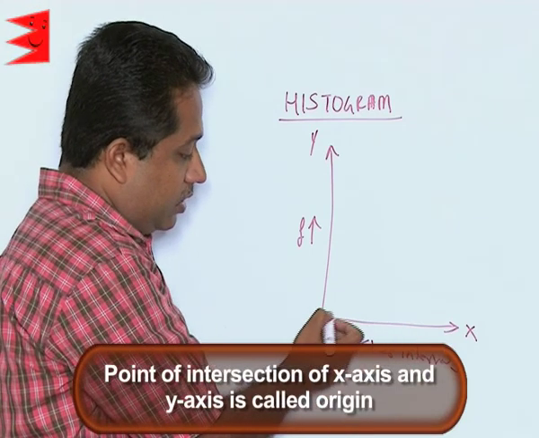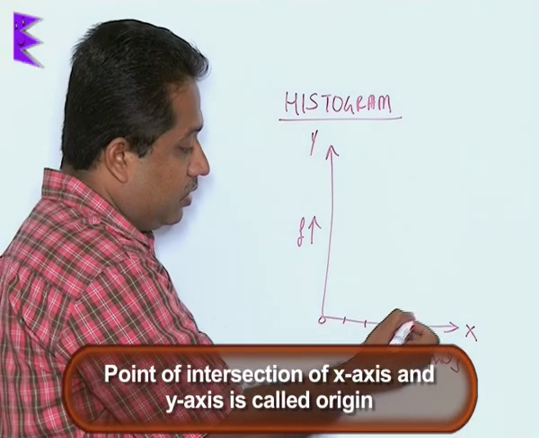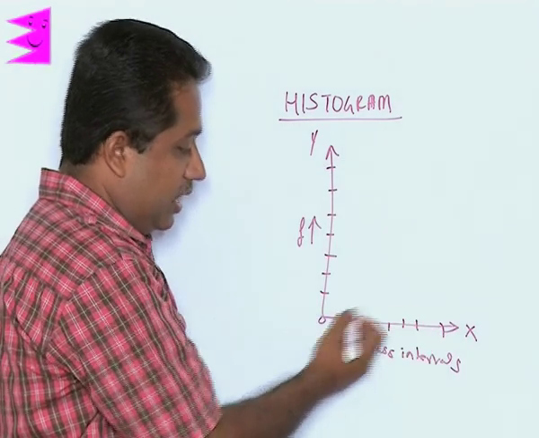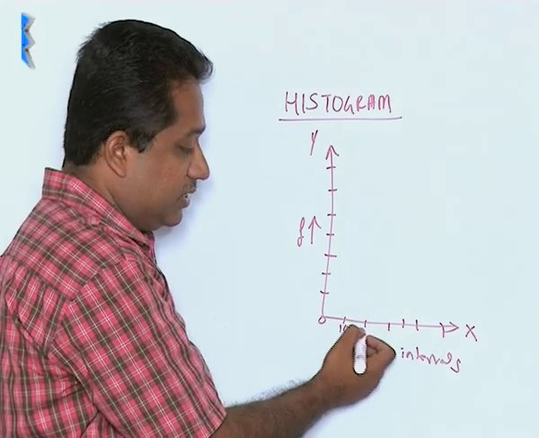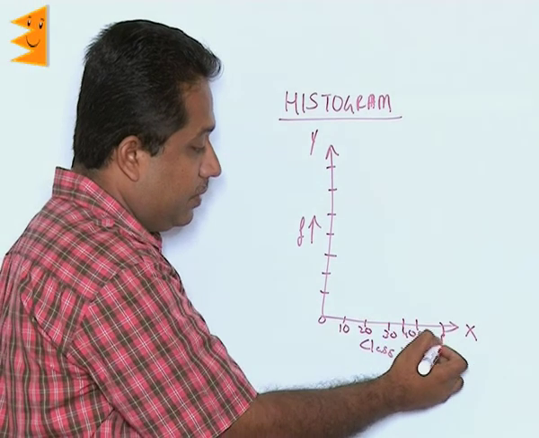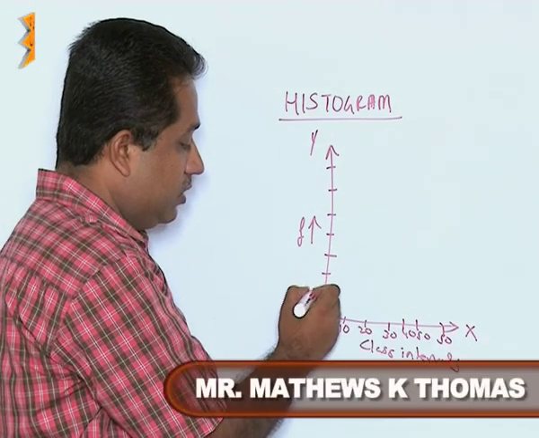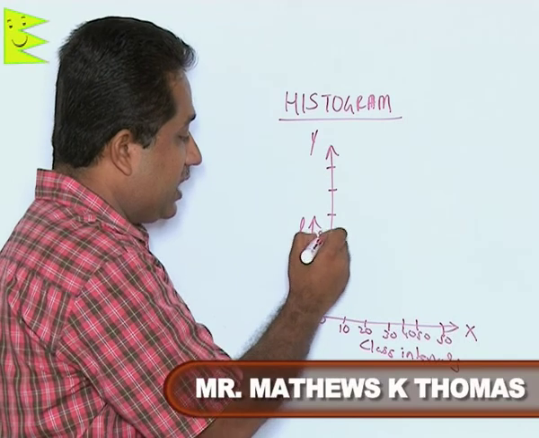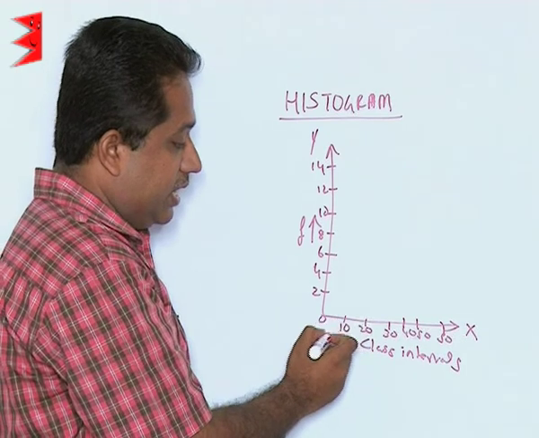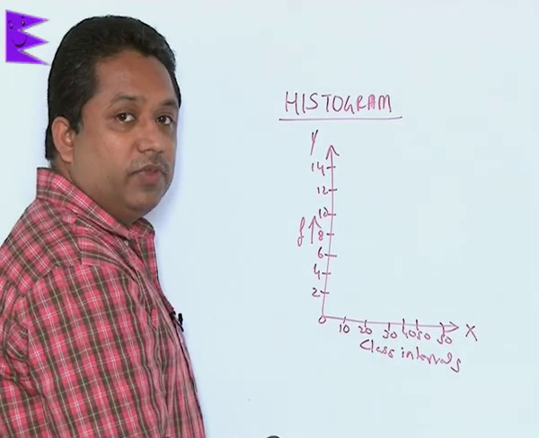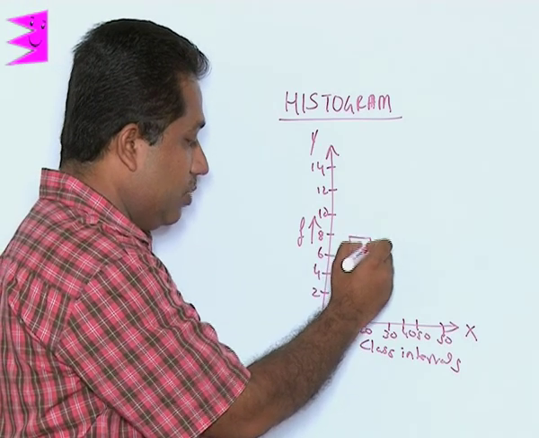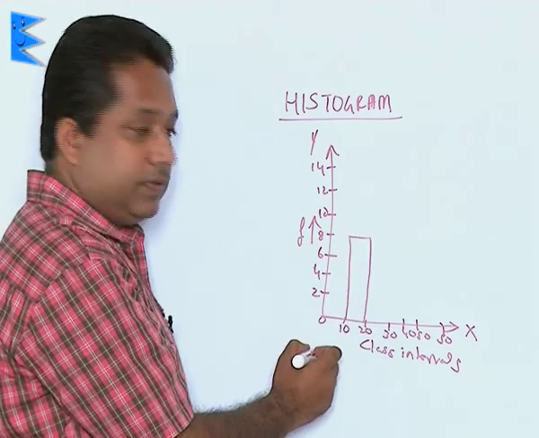Now, on the graph paper you have a 1 centimeter gap here, and similarly a 1 centimeter gap here. Taking, let us say, the size of the intervals as 10 each: 0 to 10, 10 to 20, 30, 40, 50 and so on, and frequencies 2, 4, 6, 8, 10, 12 and so on. Suppose that for 10 to 20 the frequency is given as 8. So, for 10 to 20 you will draw a rectangular box, the height of which is 8.